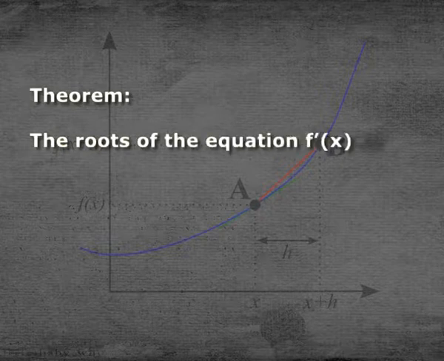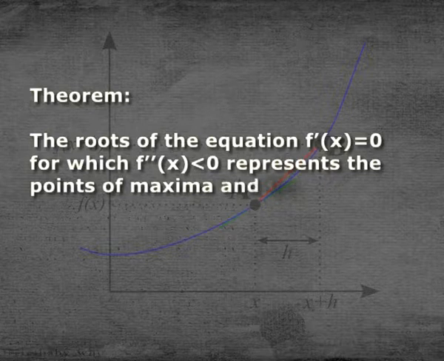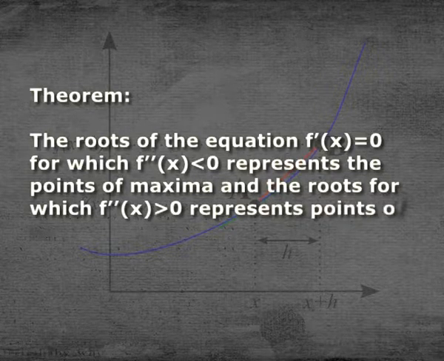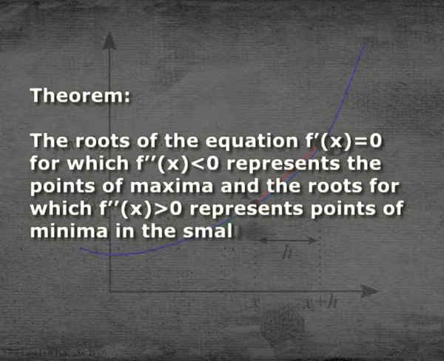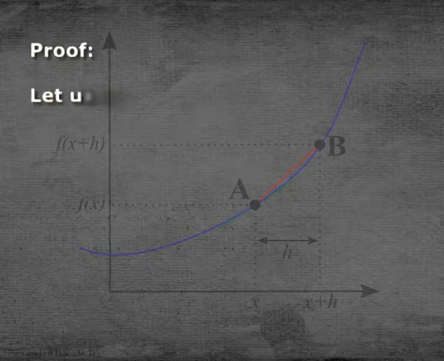The roots of the equation f dash x equal to 0 for which the second derivative of f(x) is lesser than 0 represent the points of maxima, and the roots for which the second differentiation of f(x) is greater than 0 represent the points of minima in the small interval around them. Now let's see the proof of this theorem.